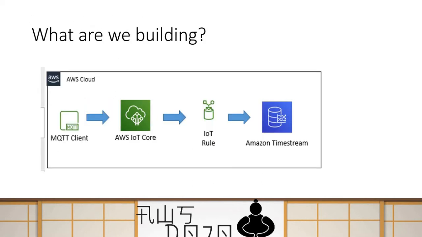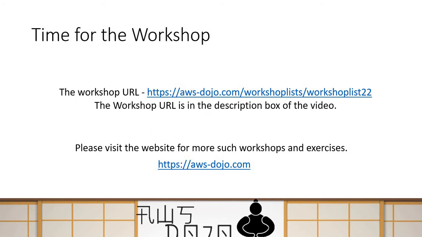So what we are going to build today is pretty straightforward. We'll use an MQTT client simulator to publish messages to AWS IoT Core, and then we'll define an IoT Rule, which will take the message published to IoT Core over the topic, and then it will simply store that into a Timestream database. Okay, so this is what we are going to build as a scenario, and not a single line of code will be written when we are building the scenario end to end.